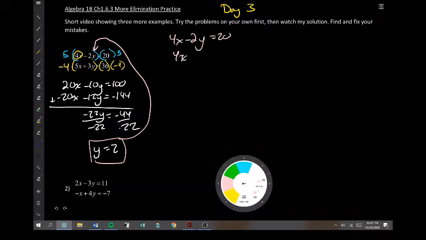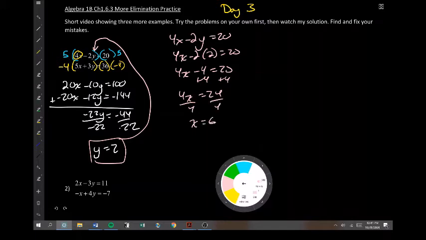So if the y value is 2, that becomes 4x minus 4 equals 20. Add a 4 to both sides, and 4x equals 24. Divide both sides by 4, and x equals 6. So my solution is the point 6, 2.